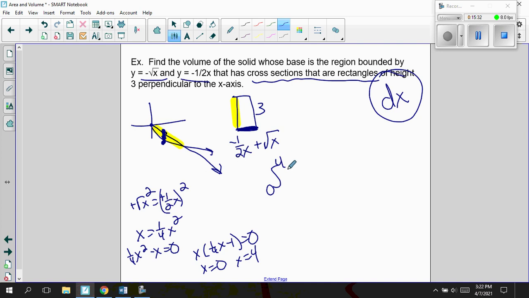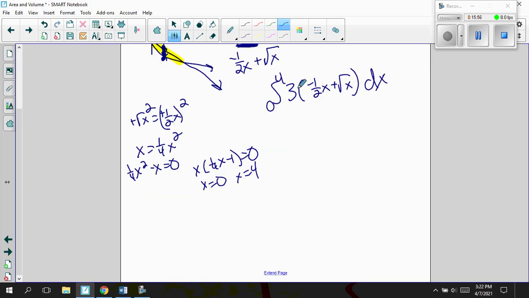My area of my rectangle is base times height: 3 times (negative 1/2 x plus the square root of x), dx. If there's no pi, I don't square anything, because your height is 3, and your perpendicular axis length here is top minus bottom. You do not need a calculator to do this question. Either way, I'll distribute the 3, so from 0 to 4, I'd have negative 3/2 x plus 3x to the 1/2.